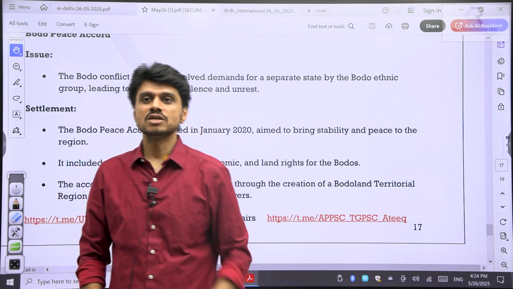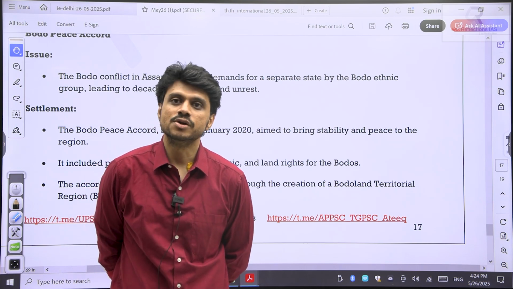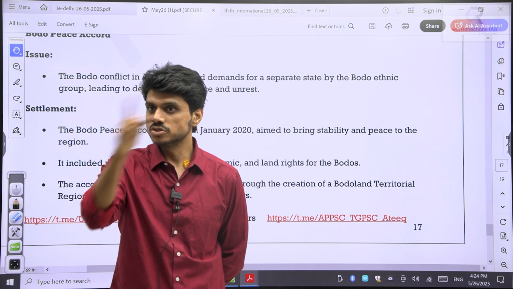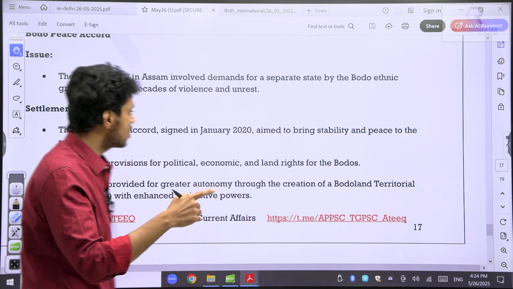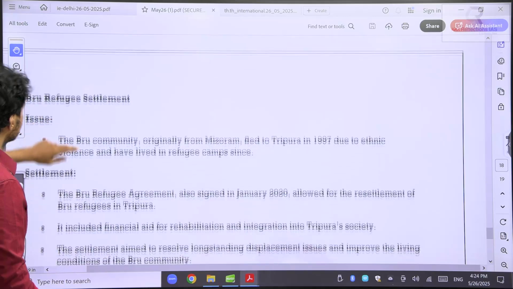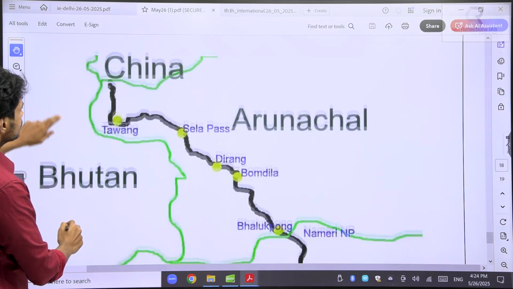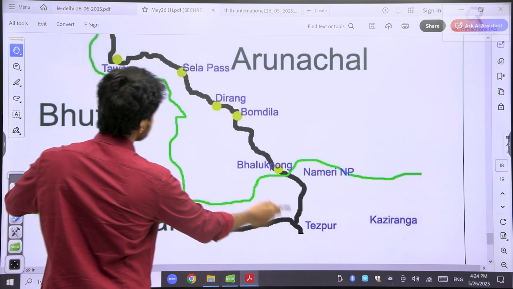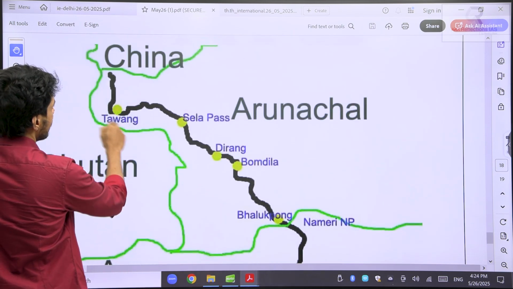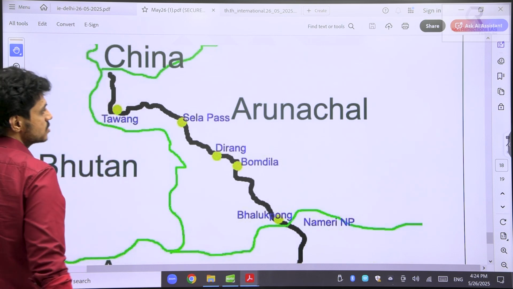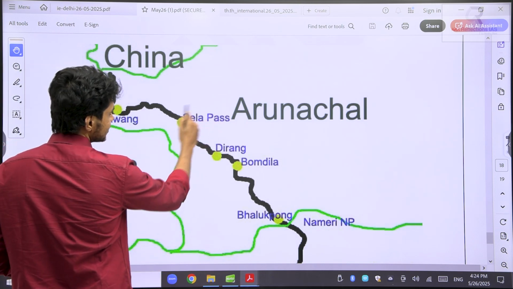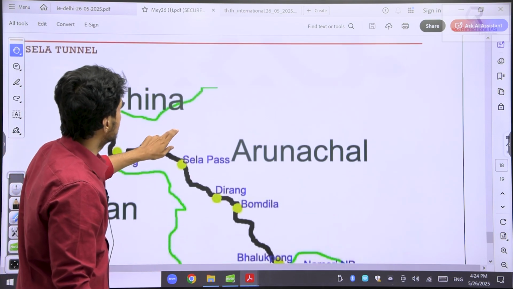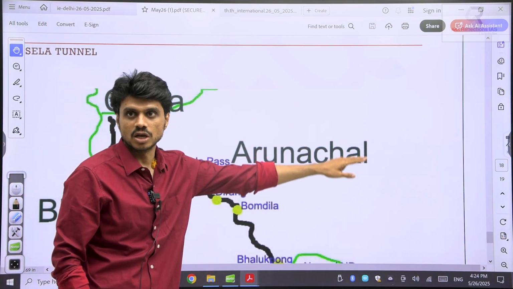The second thing, then you will ask, you have provided the law and order security, now what about the roads? Are there roads? So we have also seen various projects. In the same way, the government is also developing one more, the Sela tunnel. If you can see here, they are trying to connect Tezpur of Assam to Tawang, one of the famous places of Arunachal Pradesh. So here, Sela Pass.